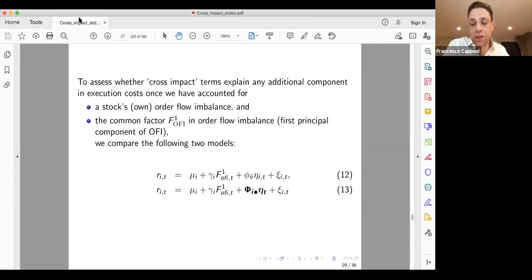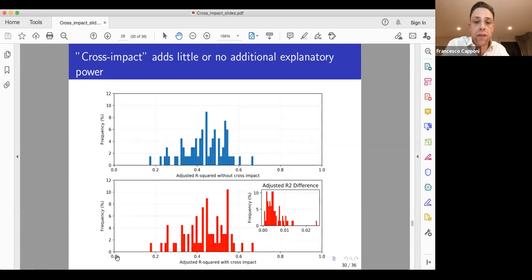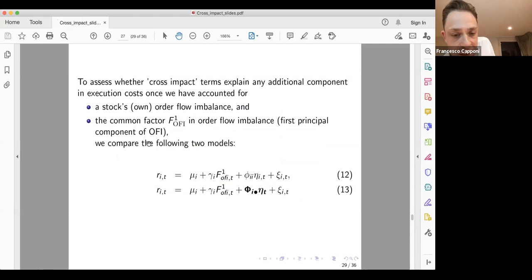how much do cross-impact terms contribute to explain the execution cost of returns in this case, once you take a stock's own order flow already into account and the principal component into account. So in regression, these are two nested models. Equation 12 is basically what we are saying is, well, the return, no, Rama. Yeah. So in equation 12, what we are saying is that a stock's return, as in the first equation that Rama showed you, is determined primarily by a stock's idiosyncratic order flow and the principal component of commonality in order flow across stocks.